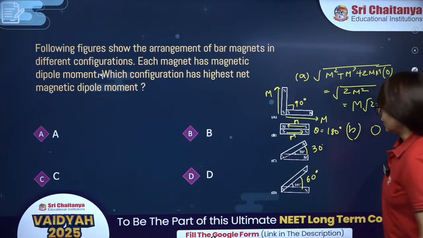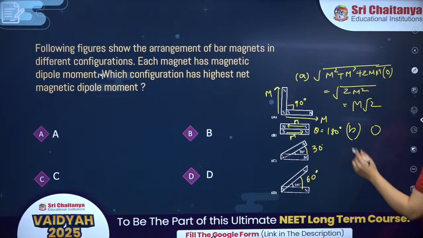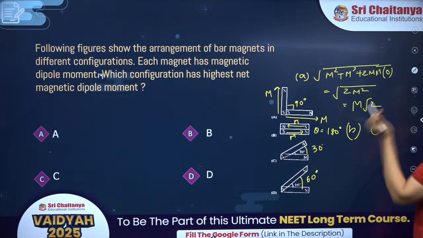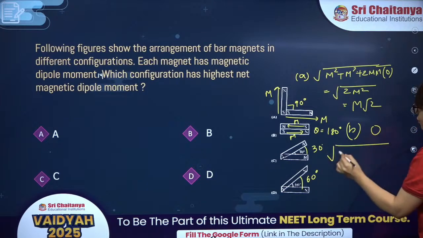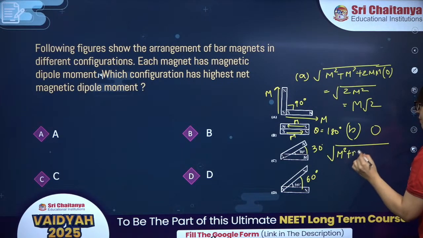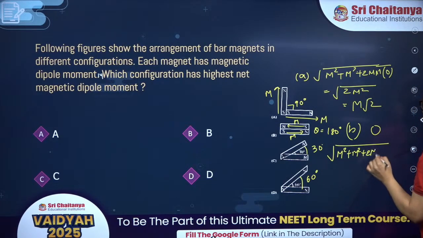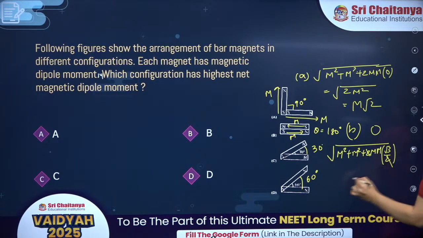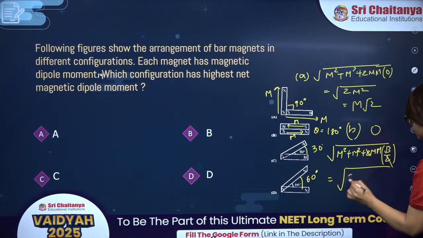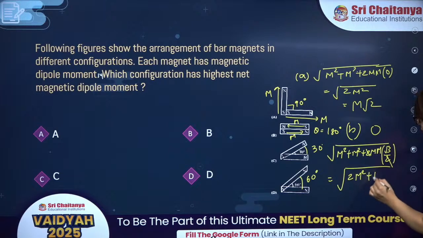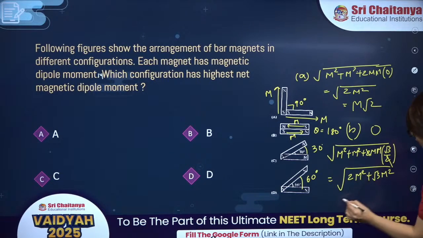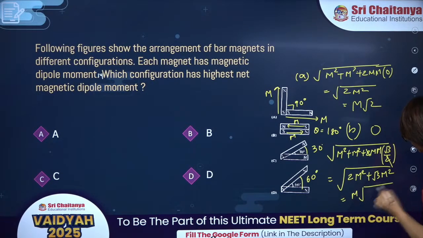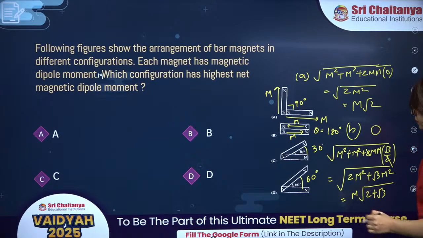Now the third one: the angle is 30 degrees, cos 30 degrees is root 3 by 2. So it will be under root of m square plus m square plus 2 m square times root 3 by 2. The 2 cancels, so it will be under root of 2m square plus root 3 m square, which is m times under root of 2 plus root 3. So this is for the third one.